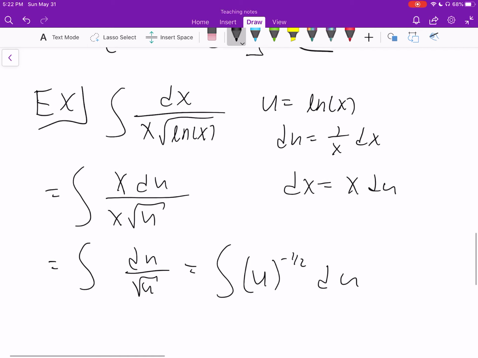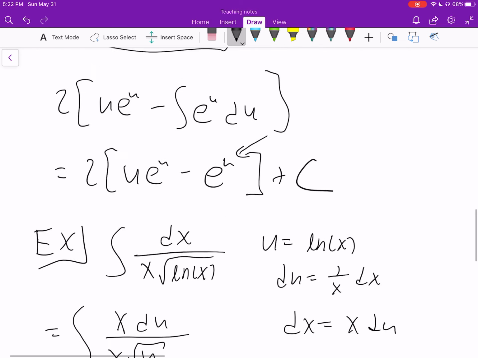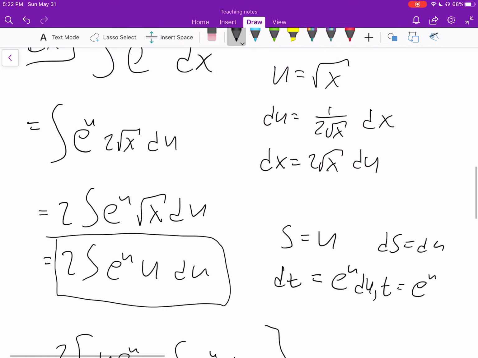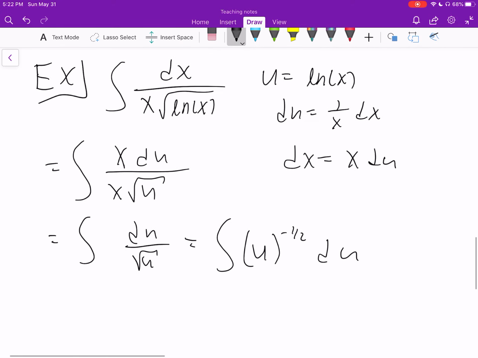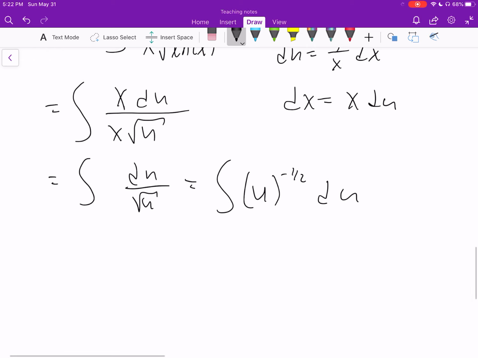Just one note on this last example. You want to put everything back in terms of x. So u was square root of x, and you would just plug that back in. Forgot to do that on the last example. This example, you would integrate this, and then you would plug back in terms of x.